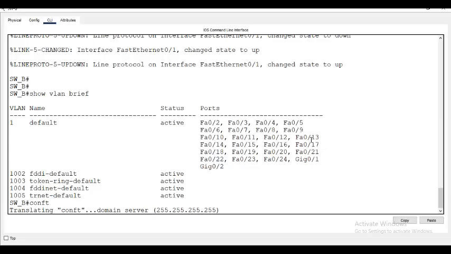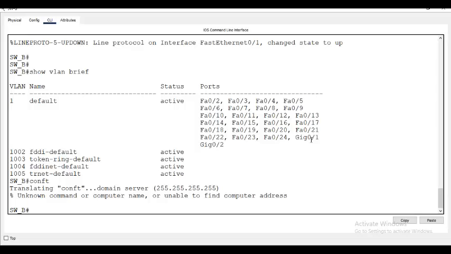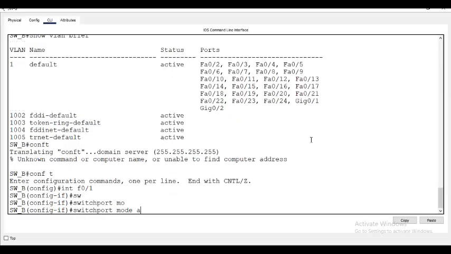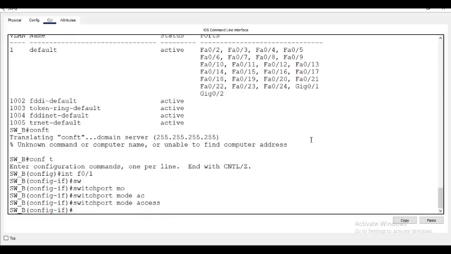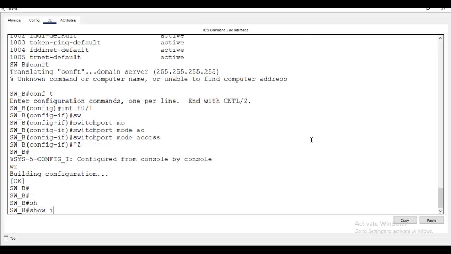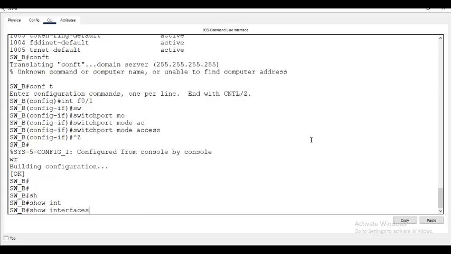Now let us go and say F0/1 switchport mode access. I'm here administratively making it as access. Let us check now. Show interface or show VLAN brief. See, the port has come back. Show interface trunk, definitely it is not going to be, because I hard coded. Show interface F0/1 switchport. I have made it statically access, so administratively it is access. Right now, this also should come green.